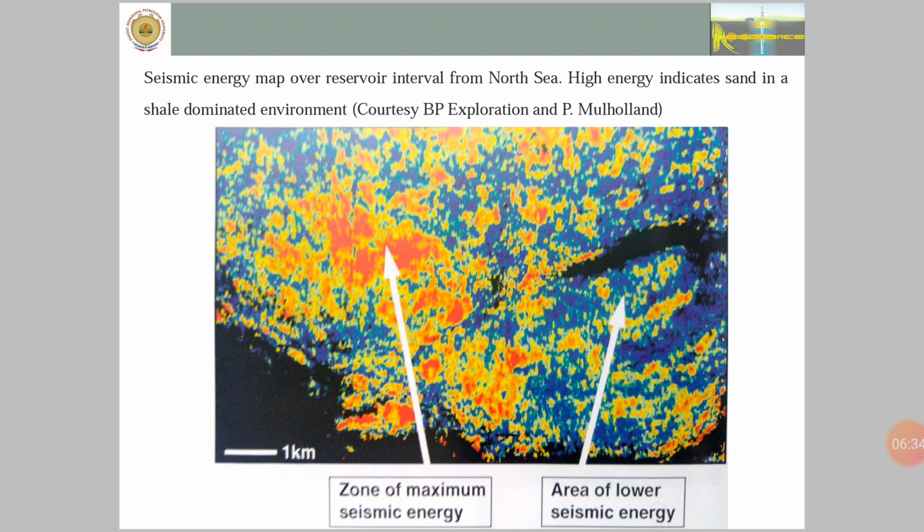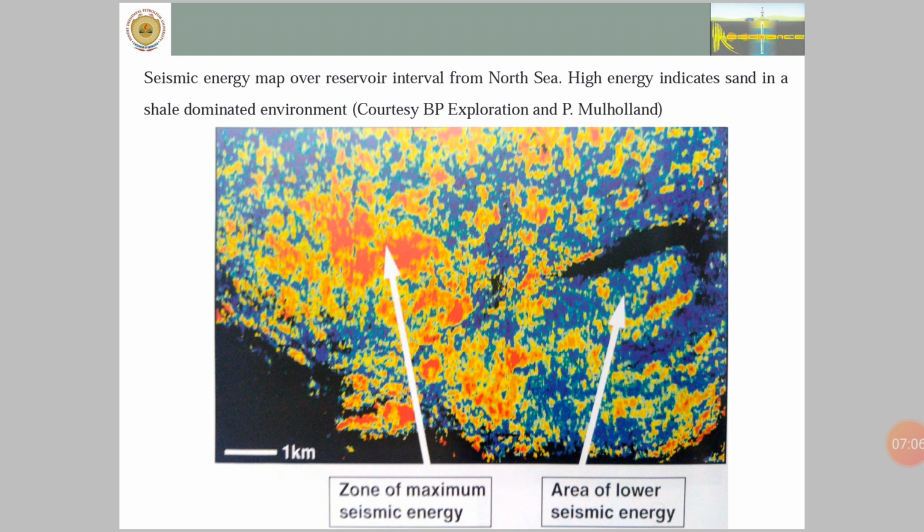Now, all of us know that energy is equal to the amplitude squared, and it is a very important phenomenon to be understood because it helps us to decipher the channels and also the structural pattern. It also gives an idea where there are disruptions or where faults are present. We can see a fault shown in black at the eastern side of the map.